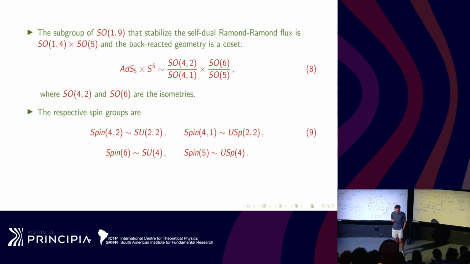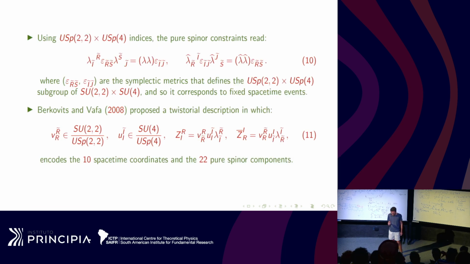So the subgroup of SO(1,9) that stabilizes self-dual Ramond-Ramond flux is SO(1,4) times SO(5), and the back-reacted geometry is a coset. It's given by equation 8, where SO(4,2) and SO(6) are the isometries. The respective spin groups are given by equation 9, so you get special unitary matrices, and you get special unitary symplectic matrices. It seems special, it's just symplectic unitary matrices.